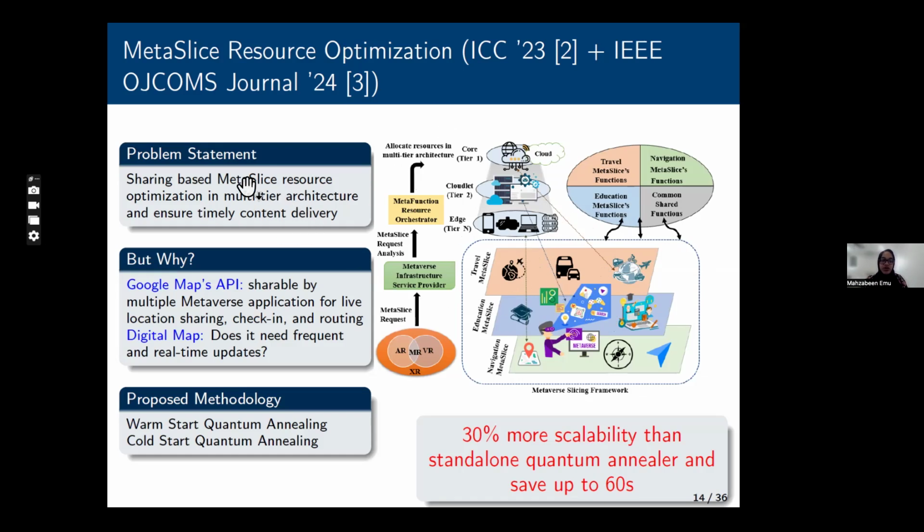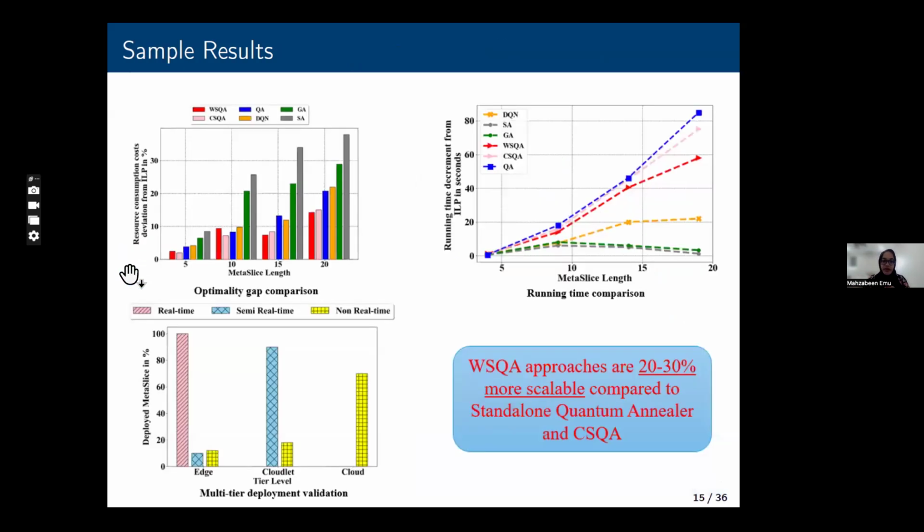The objective function or the problem statement is that we optimize these resources in this multi-tier architecture to ensure timely content delivery. And here, in terms of methodology, along with warm start quantum annealing, we also proposed cold start quantum annealing, where we start with the quantum annealer instead, and then post-process and fine-tune those solutions using simulated annealing. So basically, we wanted to observe what happens if we do vice versa. So some of the sample results look like this.